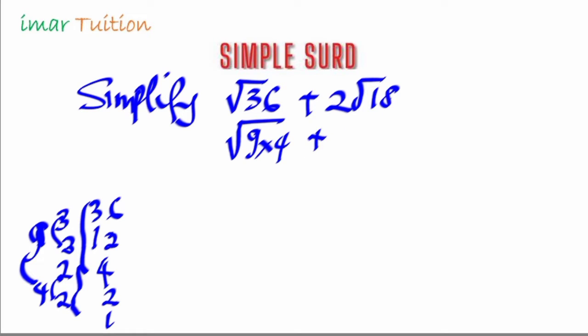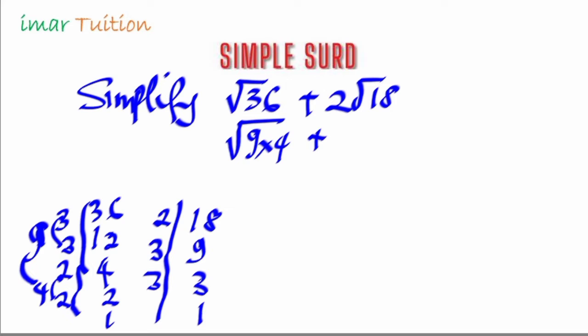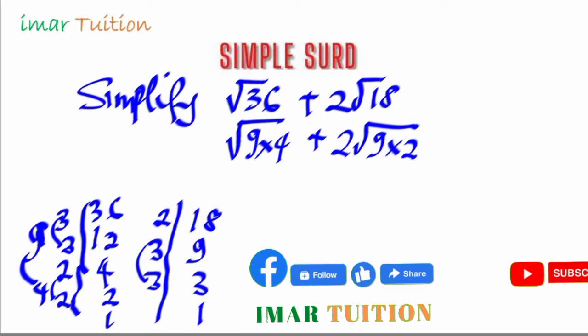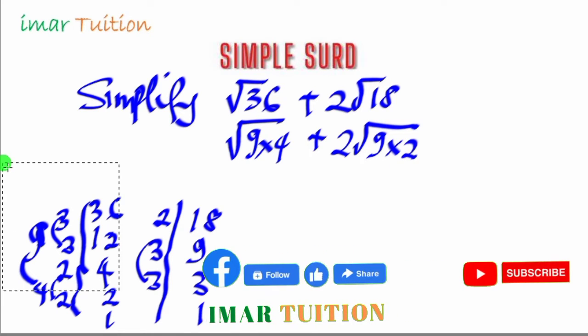Plus, we'll do the same thing with 18. 2 into 18 is 9, 3 into 9 gives 3, 3 into 3 gives 1. So 3 times 3 is 9, times 2. So 18 can be replaced with 9 times 2. So we now have 2 root 9 times 2.